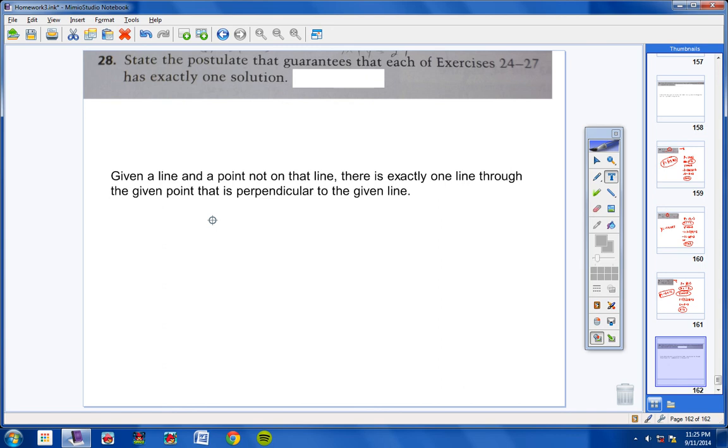I mean, it's self-explanatory. If you have a line and you have a point not on the line, there's only going to be one possible line that you can draw that's perpendicular to the given line.